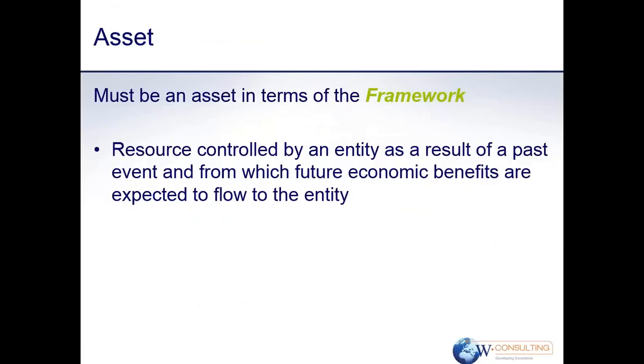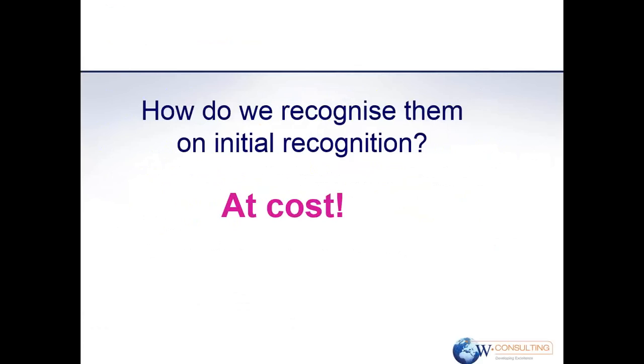In terms of the conceptual framework for IFRS, an asset is a resource controlled by an entity as a result of a past event from which the entity expects future economic benefits to flow to it. So anything that will result in future benefit could potentially meet the definition of an asset, provided the entity is able to demonstrate that it can actually control it and that it arises from past events. Now, we'll look at different types of intangible assets in just a moment, but if we do have an asset that meets the definition of an intangible asset, at initial recognition, we measure it at cost, generally speaking.